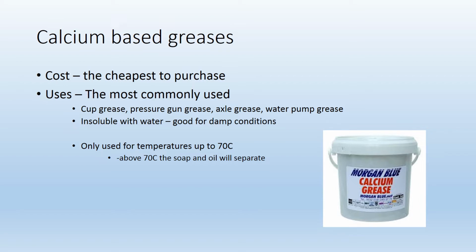Calcium greases are not soluble in water, so therefore you can use them in damp conditions. The downside to a calcium-based grease is they're only good at up to 70 degrees Celsius. Above 70 degrees Celsius, the thickening agent soap and oil will separate.